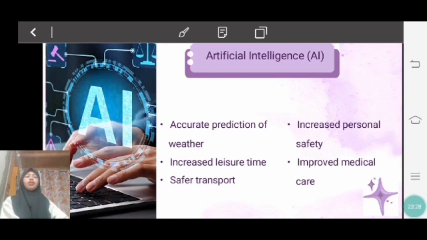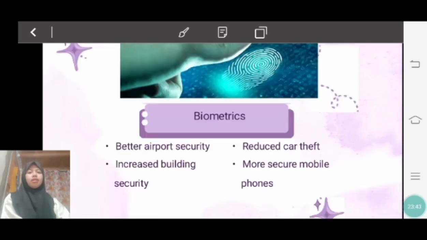AI also helps doctors diagnose diseases faster and more accurately. It can analyze medical images, suggest treatments, and even predict health risks. The next one is biometrics.